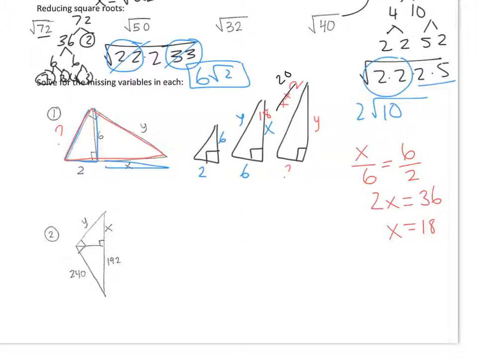So now there's a couple ways I can find y. I could do y is to 18 as 20 is to y. I'm going to do that one. So y is to 18 as 20 is to y. And then I cross multiply.